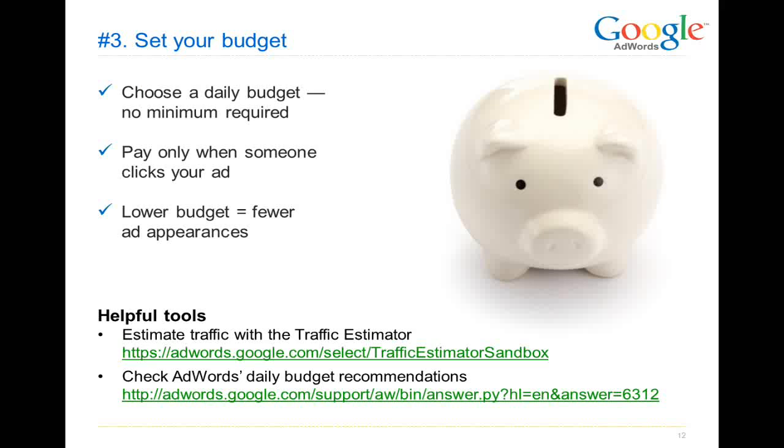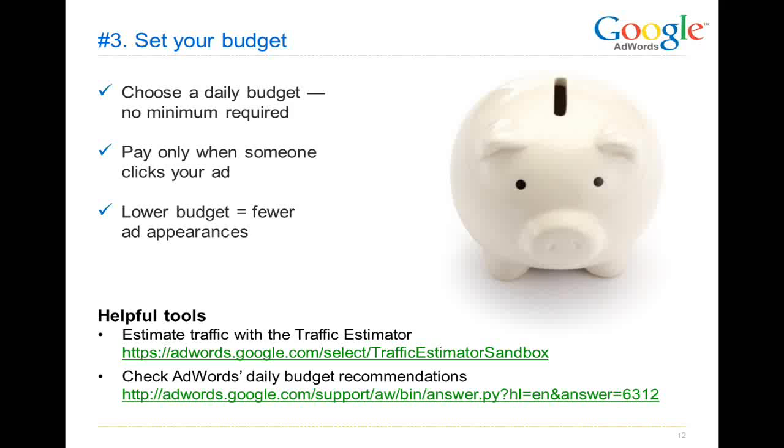Tip number 3. So it's now time to set your budget. The good news is that Google AdWords has no minimum spending requirements. The budget you choose is entirely up to you, so you can match spending levels to your advertising goals. Even better, you pay when someone clicks on your ad. This is a good reason to make it as targeted as possible because you want your money to be spent attracting high-quality leads. Needless to say, a lower budget will result in fewer ads and clicks.